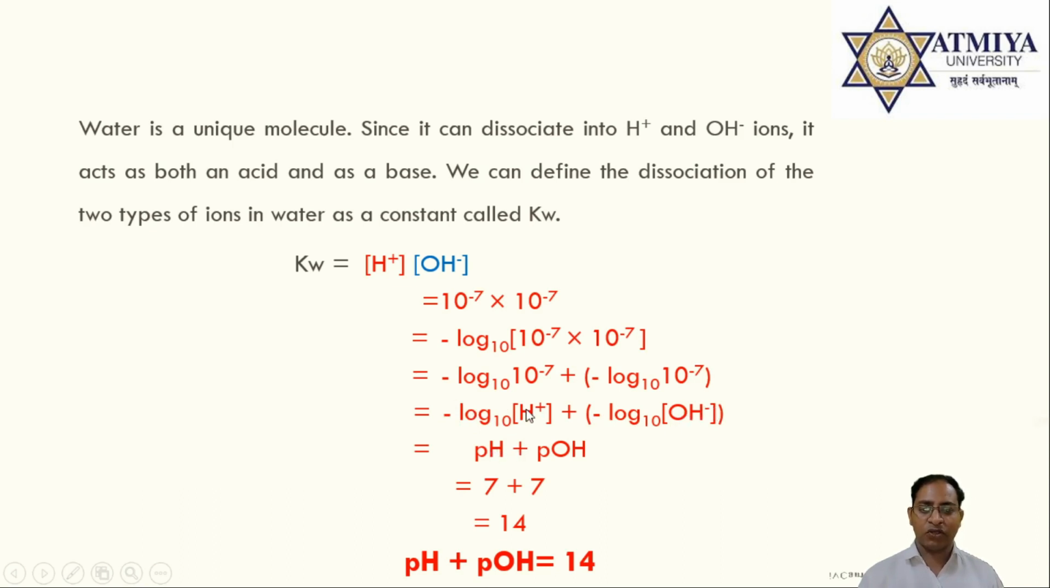Here this value is the pH and this is the pOH. The pH, as you have already calculated, is 7, and the pOH is again 7. So the total value we got is pH plus pOH equal to 14. This is the relationship between pH and pOH. If in any problem you know the pH and you want to calculate the pOH, simply subtract the value of pH from 14 and you will get the value of pOH, and vice versa.